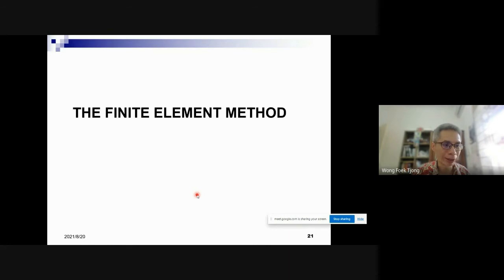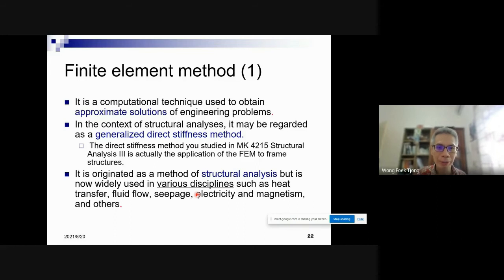Okay. Yes, more accurate because it's more realistic. The more realistic the model, the more accurate. But usually the more complicated. Okay, let me proceed to this one.